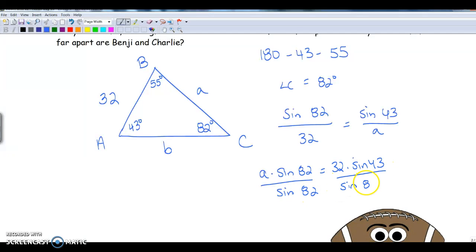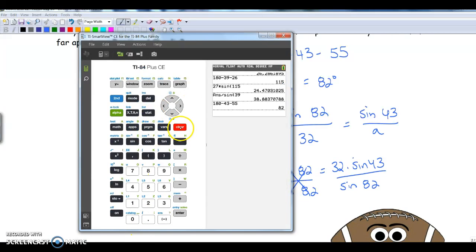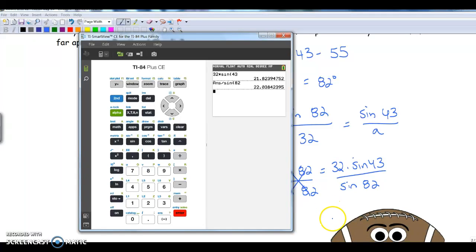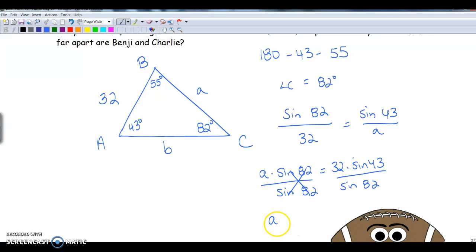And we're going to type this in on our calculator. And when we do, we're going to type in just the numerator, 32 times the sine of 43. Hit enter. And then we're going to divide by the sine of 82. And you're going to get 22.03, so 22.0 would be A. And then we got B left to find.